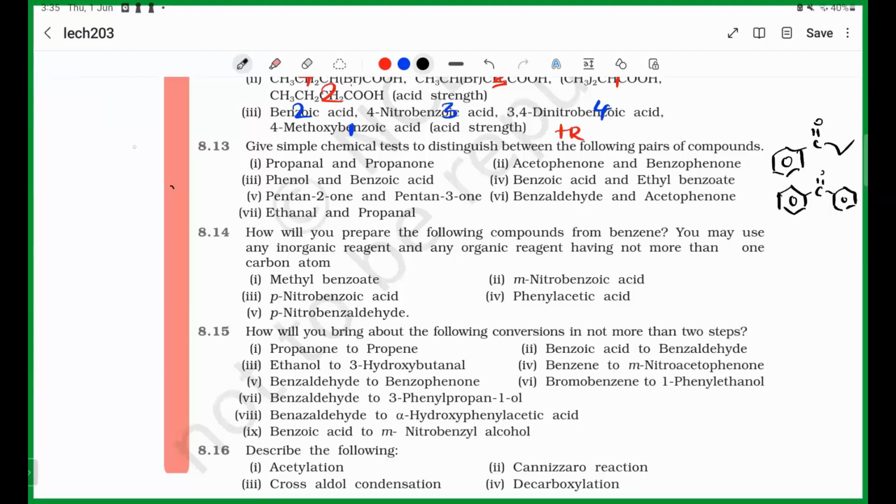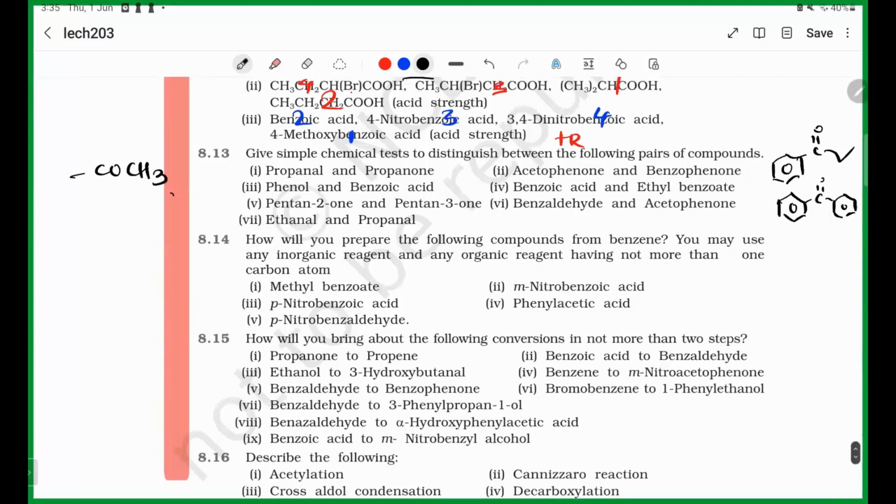It should have a CH3 group, so it should have a methyl ketone group. That is the characteristic of an iodoform reaction. The iodoform reaction differentiates two compounds, those which have a methyl ketone and those which do not. Here this has a methyl ketone group, so that is used to distinguish.